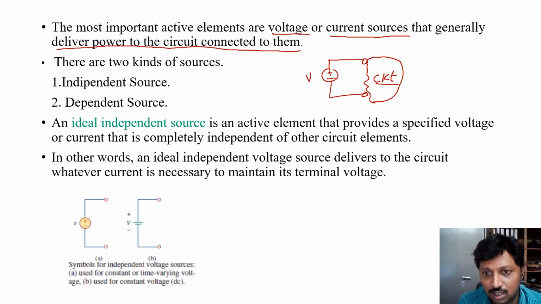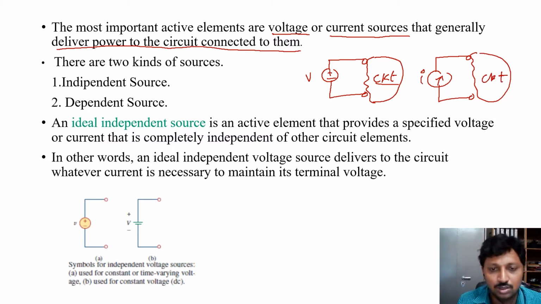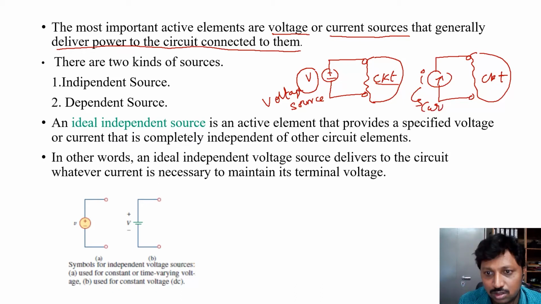And also if you take a current source, right? This will also deliver power to the circuit. So both of them will generate power to the circuit. So I say that this is a voltage source, and this is the current source. They deliver power to the circuit connected to them, right?